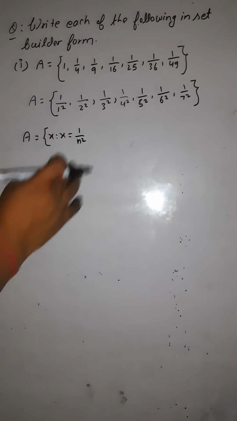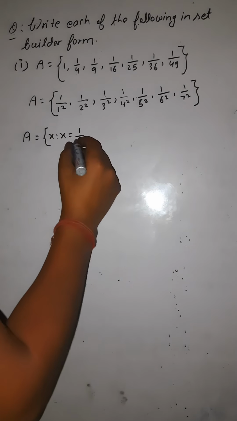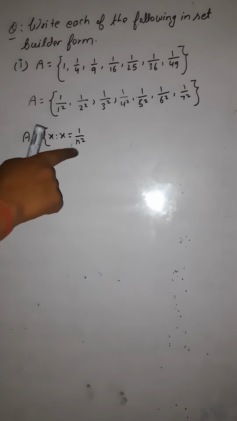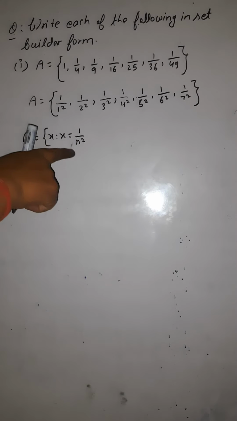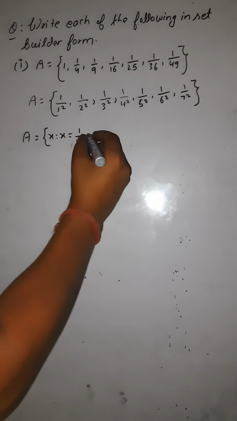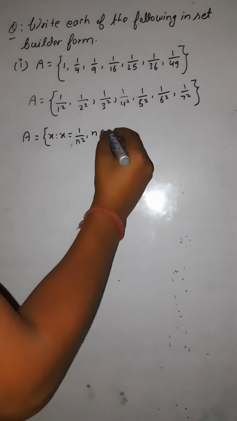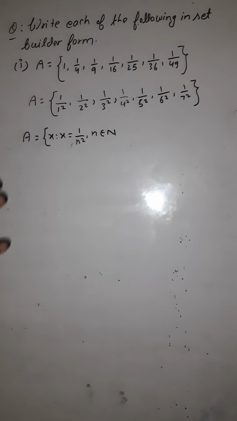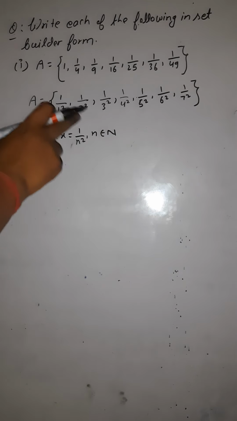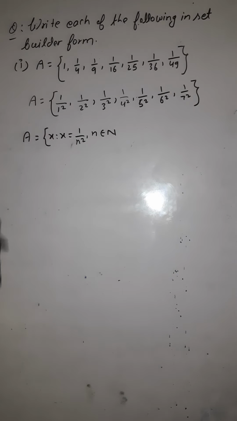Can I write it like this? Where this n belongs to what? This n belongs to the set of natural number, because all are the natural number here. Where this n belongs to the set of natural number. Is this enough? No. This is not the complete information about this set. One more thing you would have to write here. What you would write here?